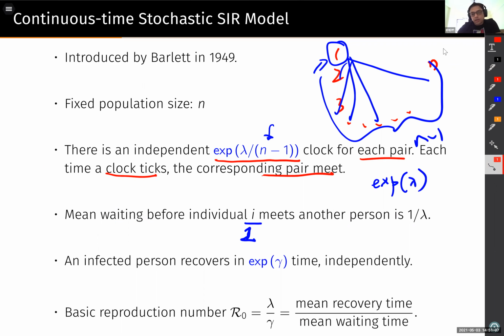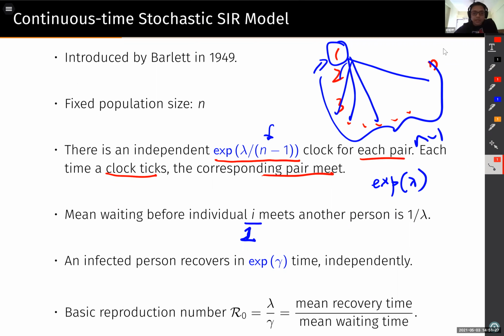And separately, we will also assume that an infected person recovers in exponential of gamma time. So exponential of gamma is an exponential random variable with parameter gamma. And he recovers in this much amount of time, and this random variable is independent of everything else.